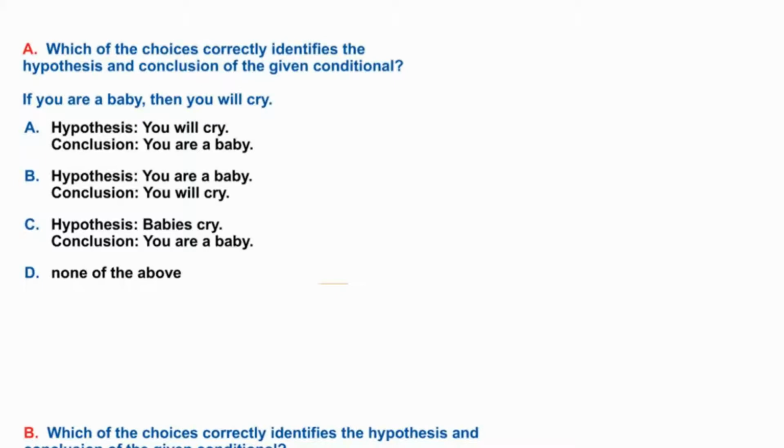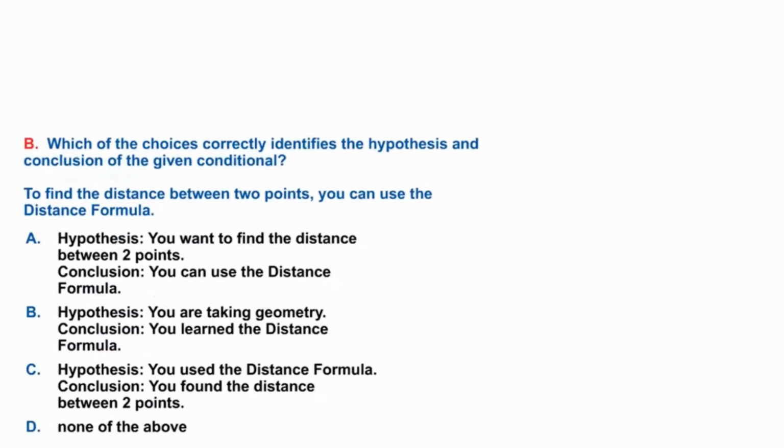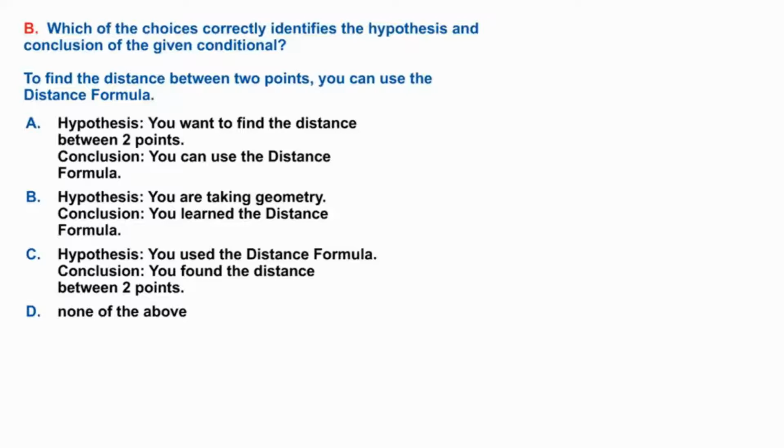If you are a baby, then you will cry. The hypothesis is you are a baby. The conclusion, you will cry. So you are a baby, you will cry, and the answer to that is B. To find the distance between 2 points, you can use the distance formula. So you want to find the distance. If you want to find the distance, then you use the distance formula. So it would be A.